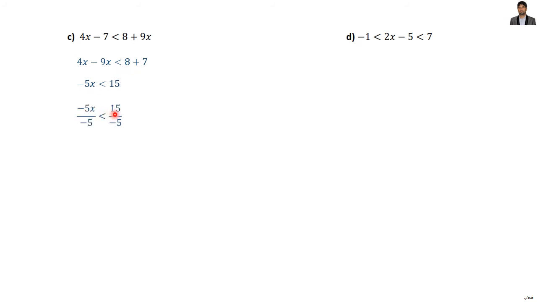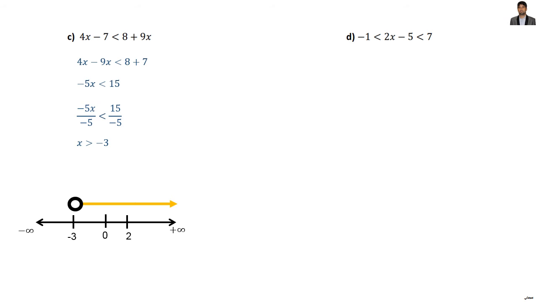Divide both sides by minus 5. 15 over minus 5 is minus 3. x is more than minus 3. Now we have to sketch it. Minus 3. Draw a circle above minus 3. Keep it empty or blank because there is no equal sign, and more than means we go right.